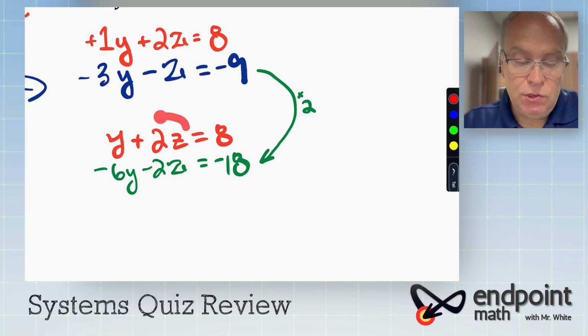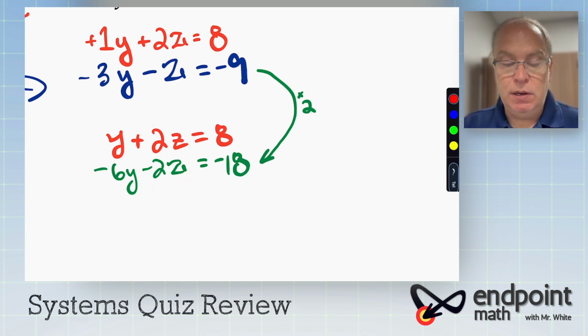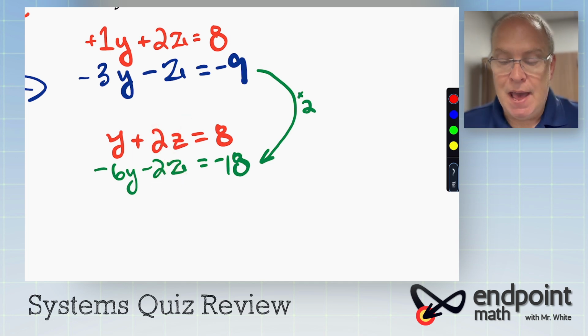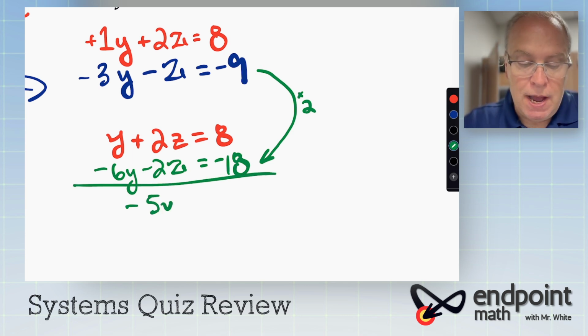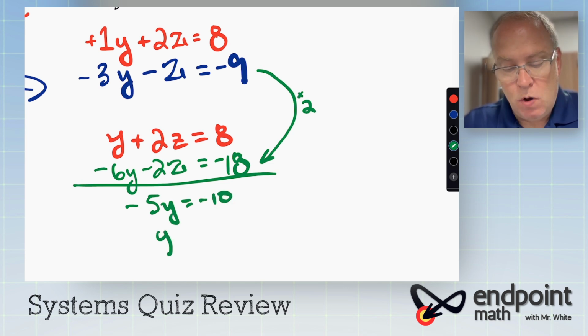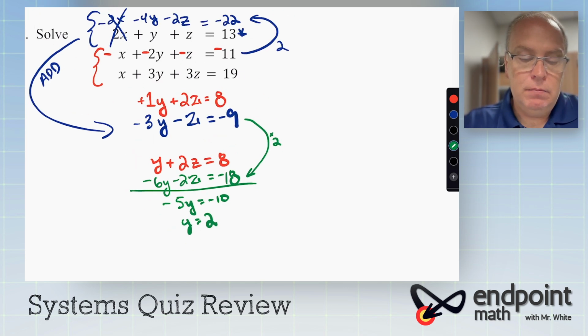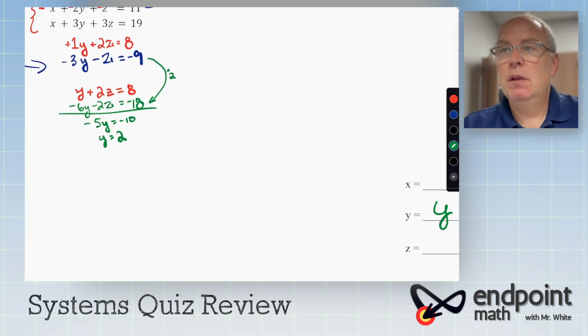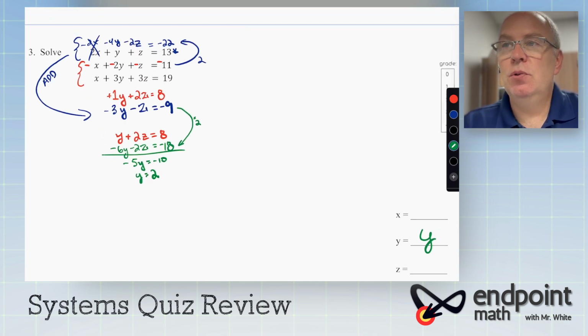Well, I saw that if I double the second equation, the z's will then match. Positive 2, negative 2. It's going to add up to 0. So I add them up. I get negative 5y equals negative 10. y equals 2. Aha! 2. I can put it over here on the blank. Thank the Lord, I got one of them. All right. y equals 2.